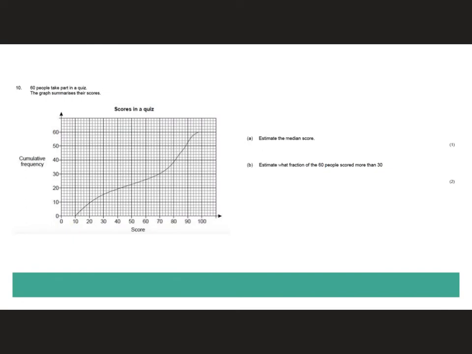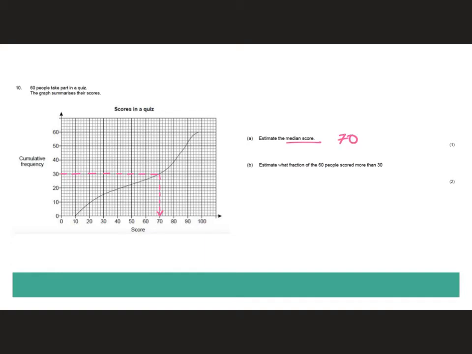Question 10. We have a cumulative frequency graph, and we need to estimate the median score. Now, to do this, we need to go halfway up the cumulative frequency, which is 30, and then using a ruler, and we must draw this on the graph so our working is clear, we then go halfway through and down to where the median score is, and the median score is 70.